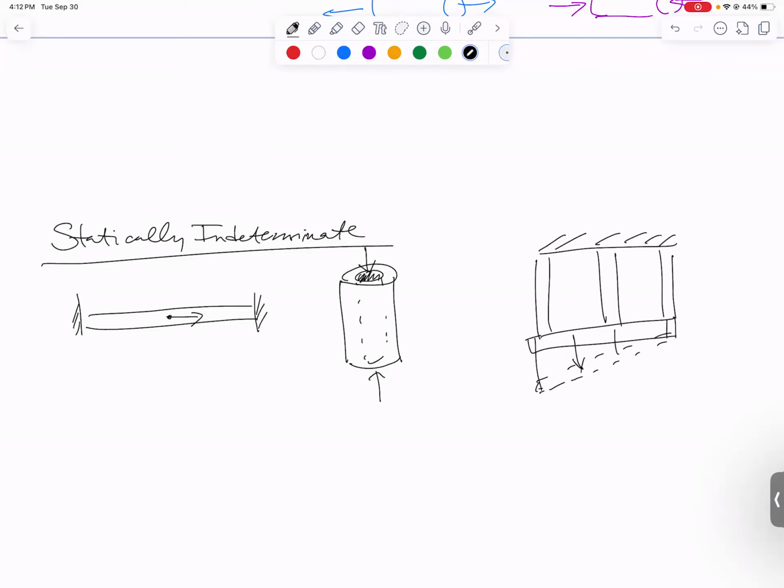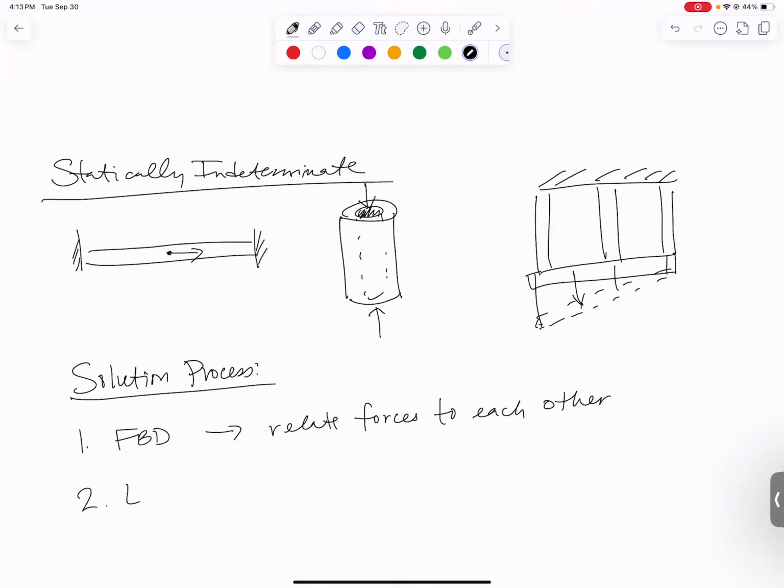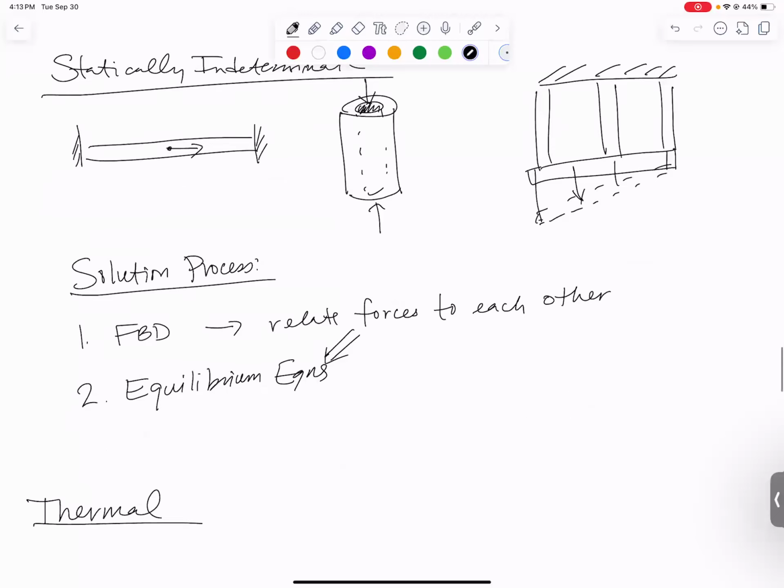Okay, in all cases, your solution process is as follows. First, draw a free body diagram. Try to relate the forces. You probably can't solve for all of the forces. In fact, that's what makes it statically indeterminate. We want to relate the forces to each other as much as we possibly can. Our second step then is to write those equilibrium equations. That's how we relate the forces to each other, is through the equilibrium equations.